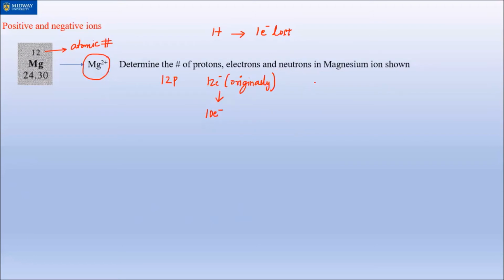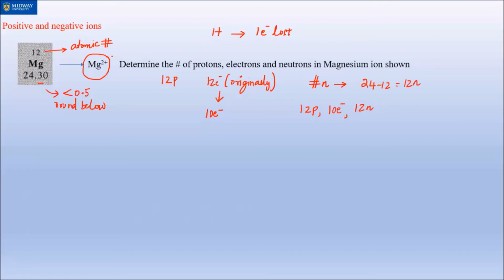And neutron count is never bothered. It's just the same way. So number of neutrons would be, you see this number again is less than 0.5, right? Less than 0.5, so you round below. And so that would be 24 minus 12. So it'll be 12 neutrons. So to wrap this up, it is 12 protons, 10 electrons, and 12 neutrons.